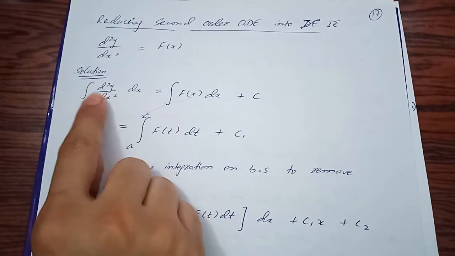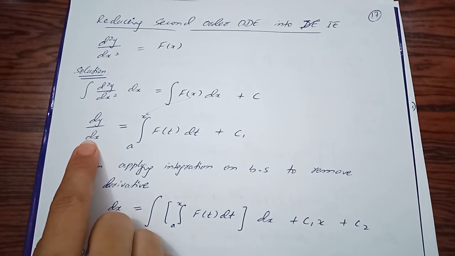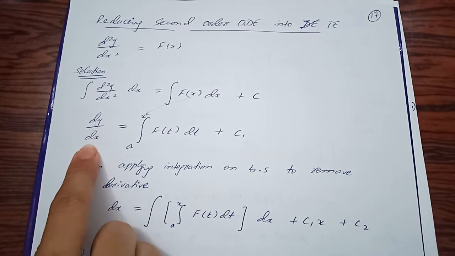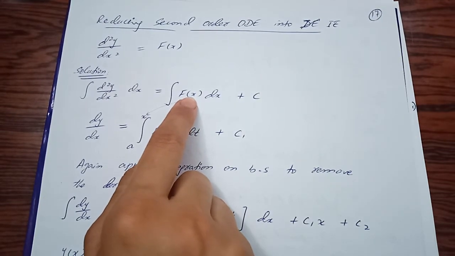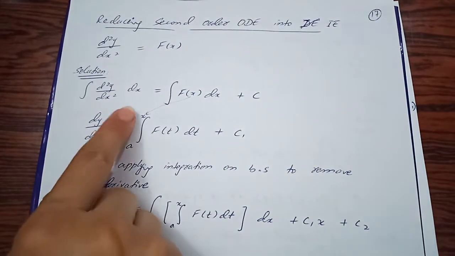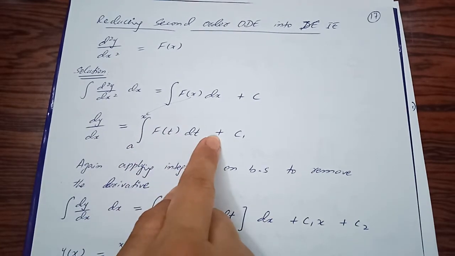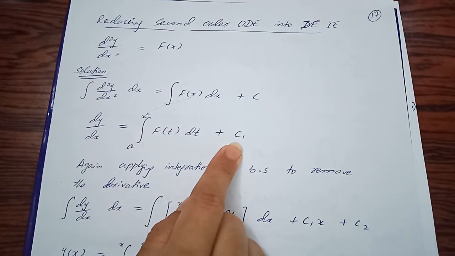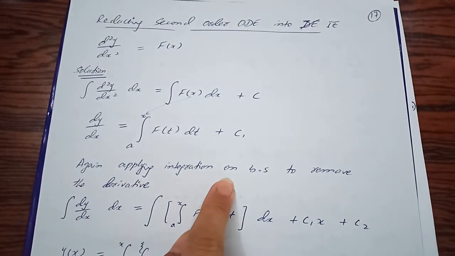So the second derivative is converted into the first derivative, so it's dy by dx. You see that your function is depending on x, so the limits of integration are going to be a to x. Use any other variable, f of t dt, plus the constant of integration, let's specify it as c1. Now again apply the integration on both sides.